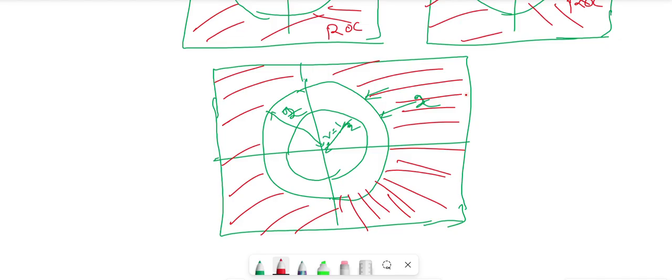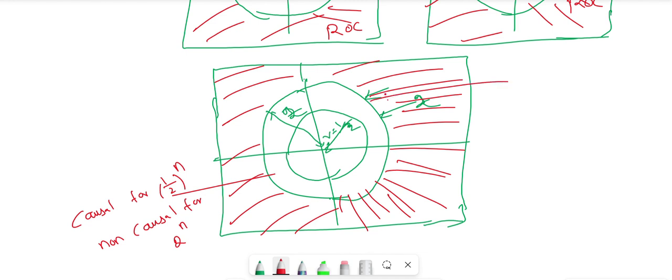ROC. So this only is causal for (1/2)^n and non-causal for 2^n. For this one it is causal but unstable.